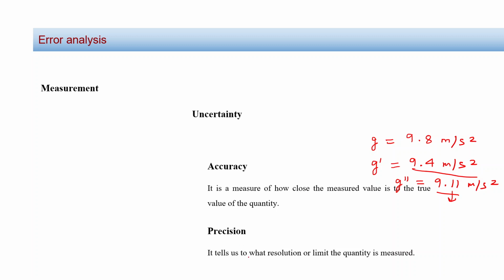So precision we define as up to what resolution or limit the quantity is measured. So this person's experiment is giving us up to the second decimal digit. So his or her experiment is giving a more precise measured value, whereas mine is more accurate. So this is what we understood with accuracy and precision.